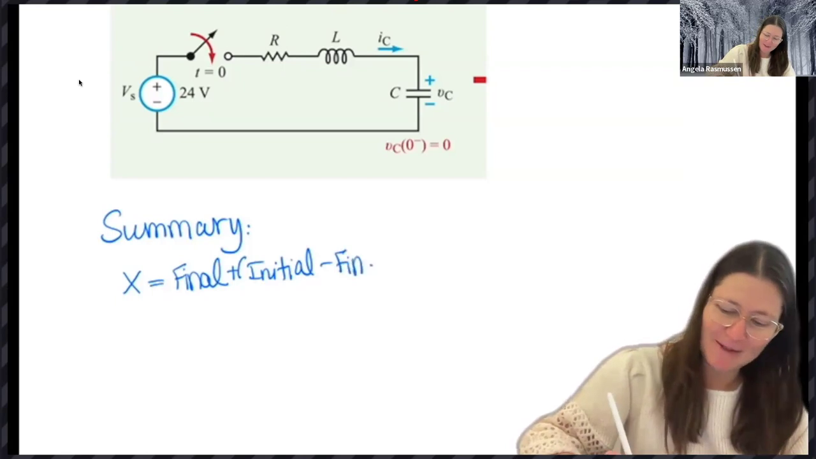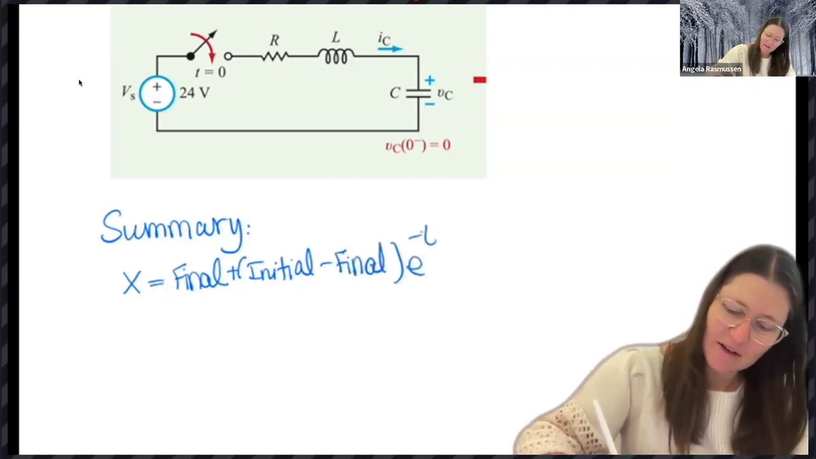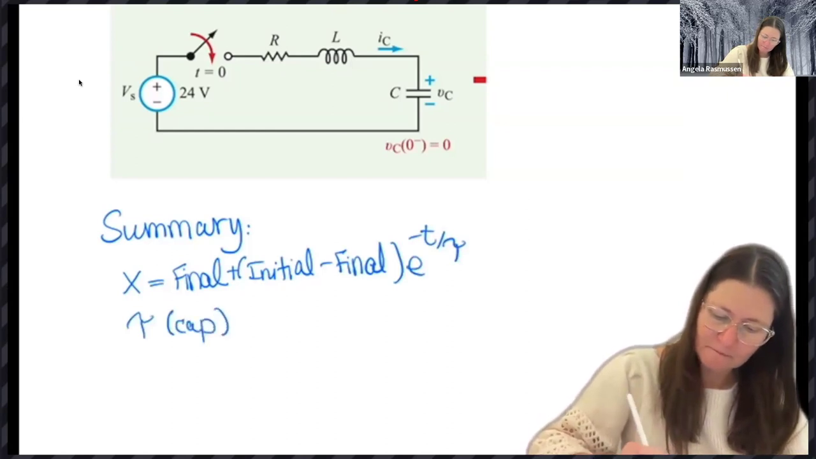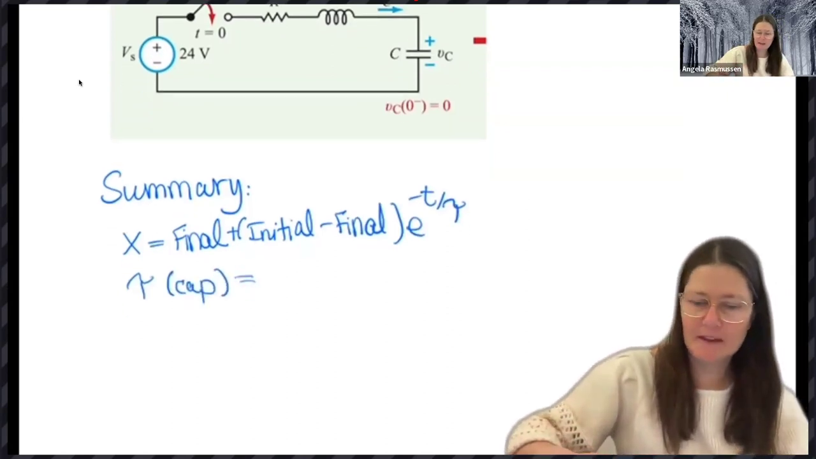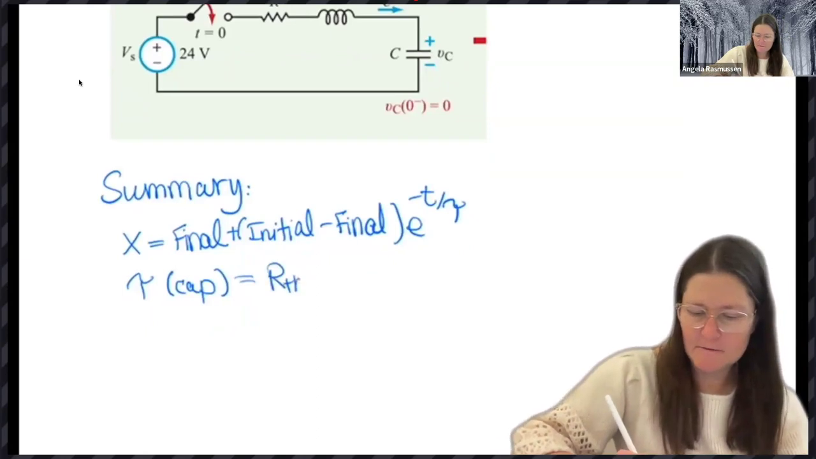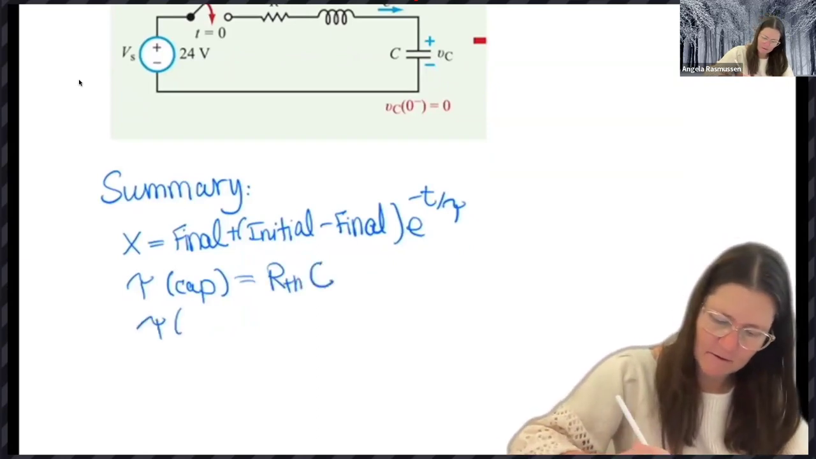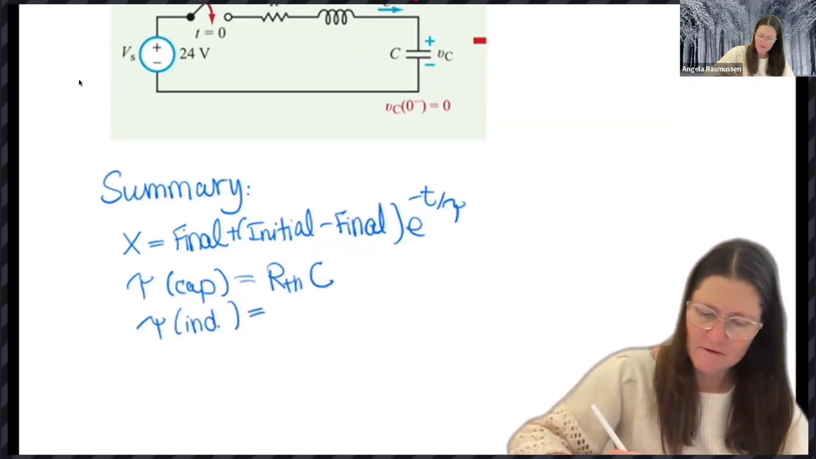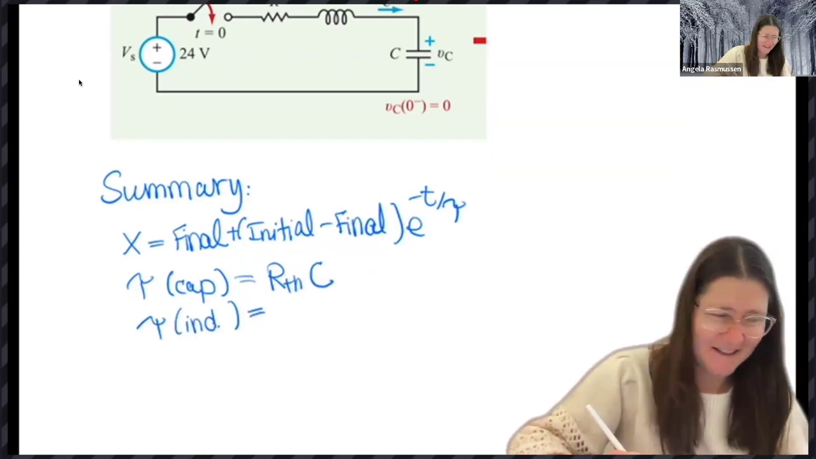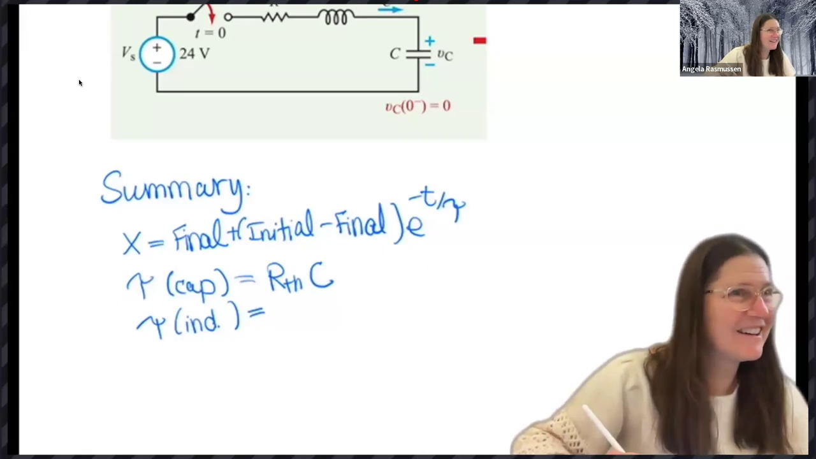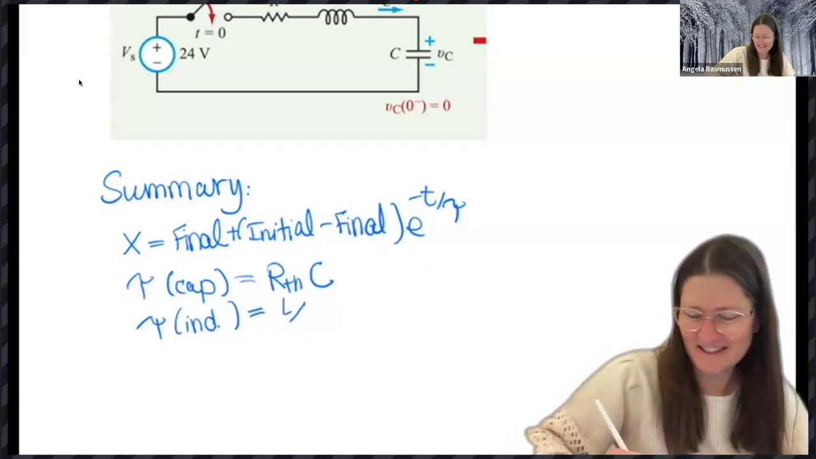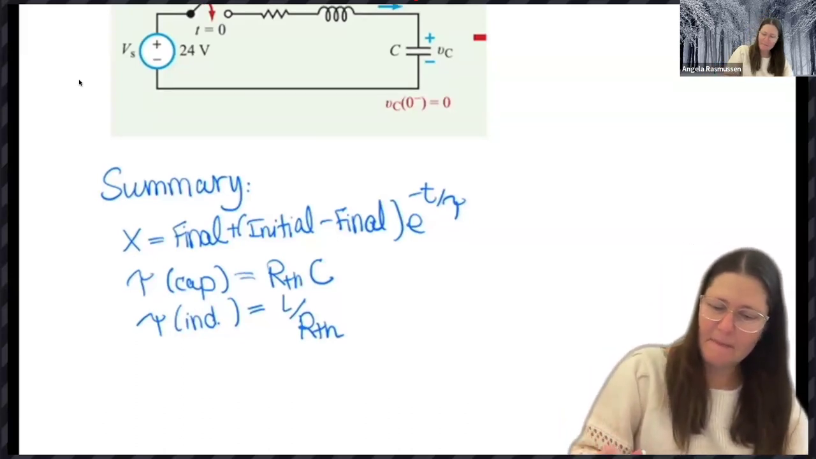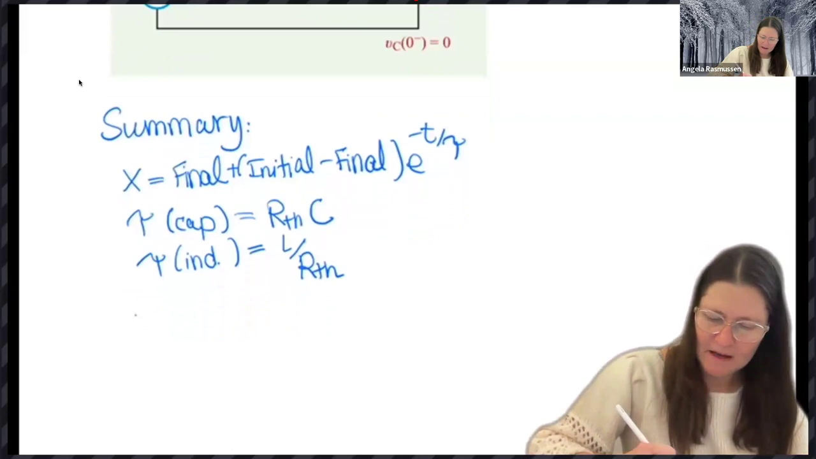Just a sec, let me write this one. Final, e to the minus t over tau. So then tau, you're saying for a capacitor is what? For a capacitor, it's RTH times C. Uh-huh. And for an inductor, it's L divided by RTH. Inductance, L divided by RTH. Okay, yeah.